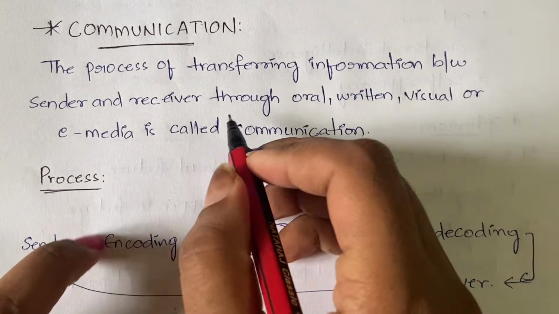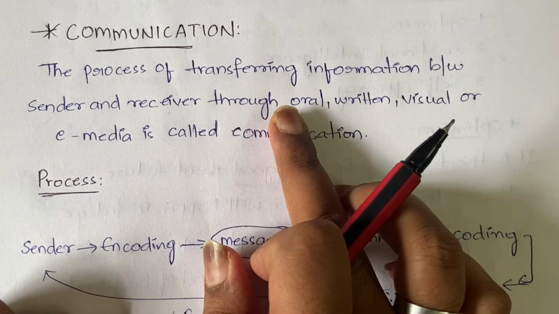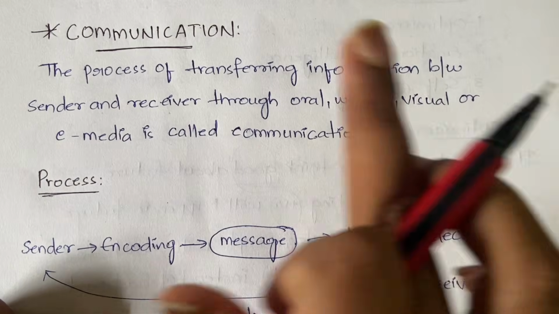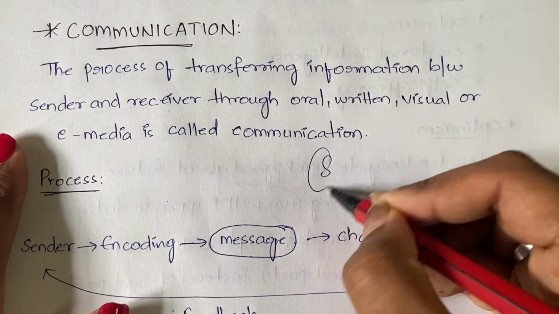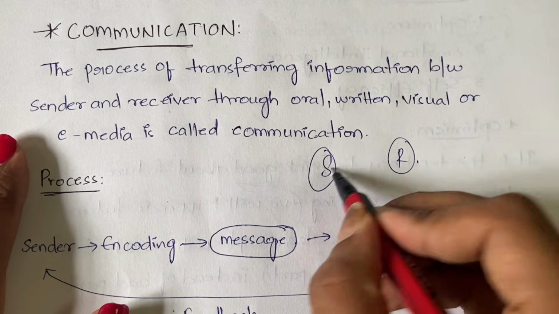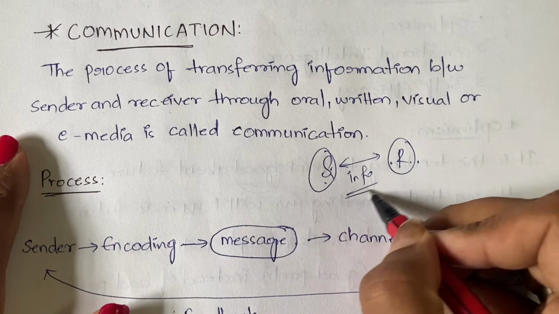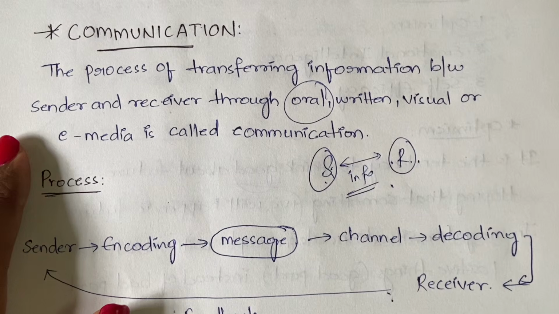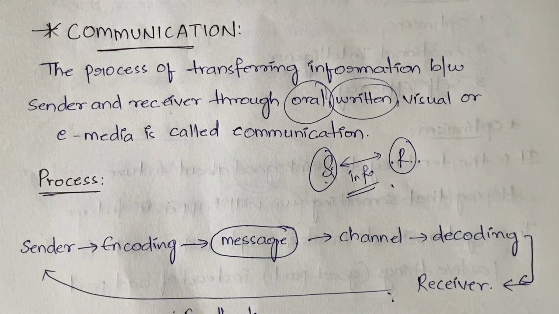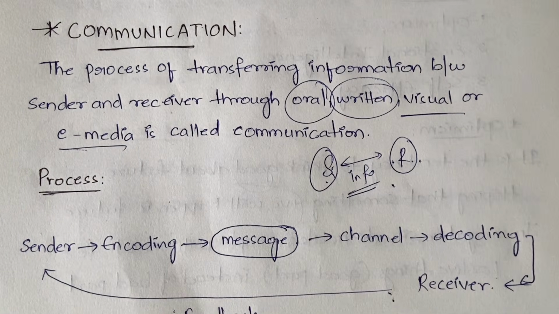The process of transferring information between sender and receiver through oral or written or visual or electronic media is called communication. In a communication, sender should be there and receiver should be there. They both are communicating with each other. They both are passing information between each other, and that information could be in the form of oral, that is just words, written like in form of letters, visuals like pictures or videos, and electronic media in the sense like emails, whatever you send through internet.